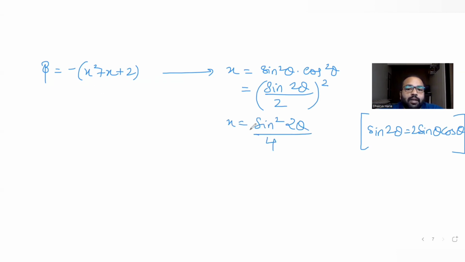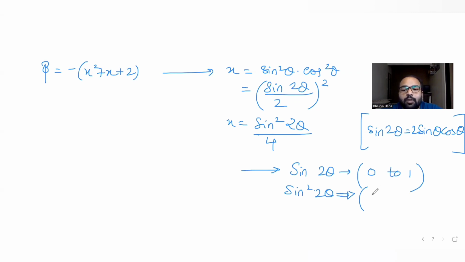So if I write it here now, I want the minimum value for beta as well, right? So sine 2 theta can be from 0 to 1, or it can be minus 1 to 0, anything, right? So sine square 2 theta can go from 0 to 1. So if you see that, the value of x I can get is either 0 by 4, that is 0, or I can get 1 by 4, right? So I can get values of x from 0 to 1 by 4.